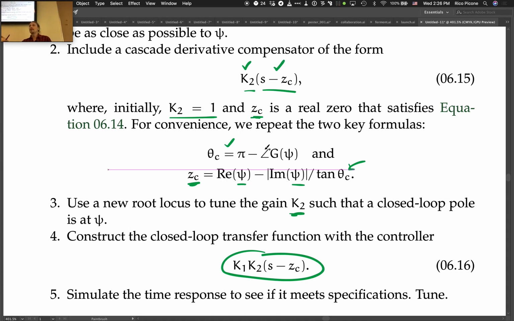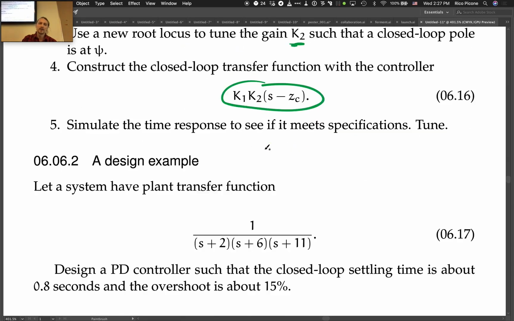So once you get that test point location to be on the root locus, once you've moved that root locus using your derivative compensation to go through your test point, that doesn't mean that you're therefore going to get the performance you were expecting or hoping for. You still might have to adjust gains accordingly, or you could move the zero compensator around as well. Okay, so that's the procedure.